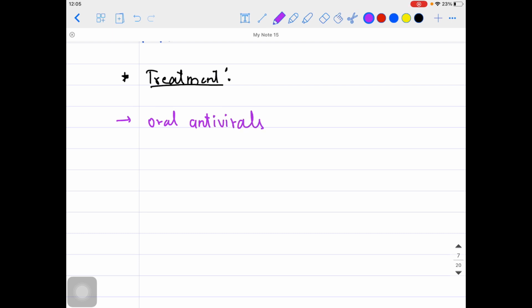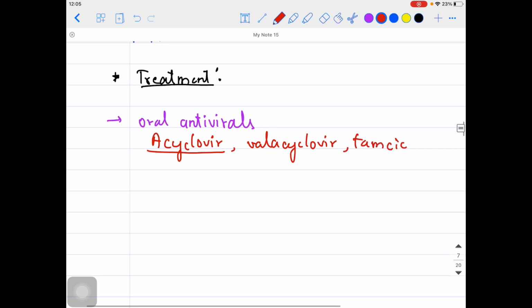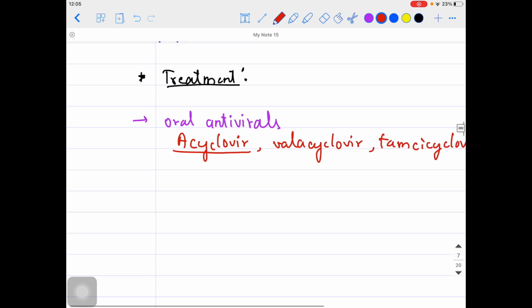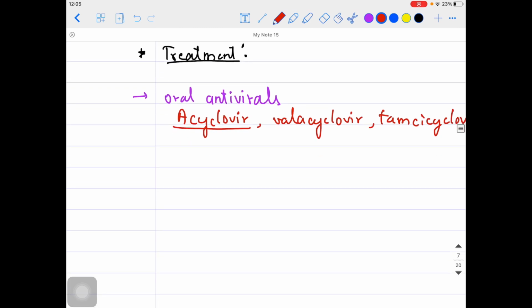In the oral antivirals, I will be going with acyclovir, most commonly used. If some patients are not responding to acyclovir, you can go with valacyclovir. But acyclovir is more than enough. Acyclovir, then valacyclovir, and famciclovir can be used further. These are the options which are available. Other than that, oral antivirals are present, fine.